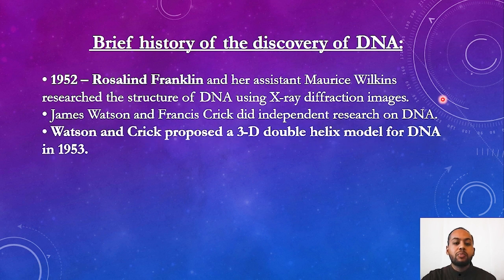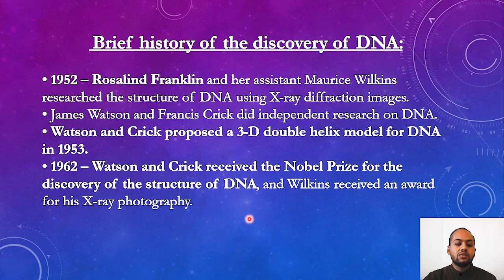Watson and Crick then proposed a 3D double helix model for DNA in 1953. So that actual structure of DNA that we know it to be today was proposed by two scientists, namely James Watson and Francis Crick, as they came up with the structure of the DNA molecule, which is a double helix structure. And this double helix is a 3D structure.